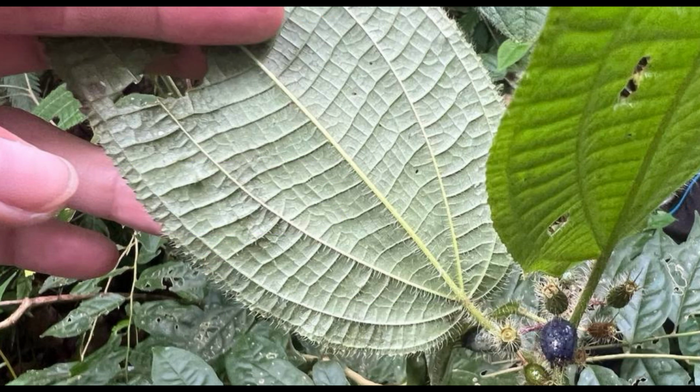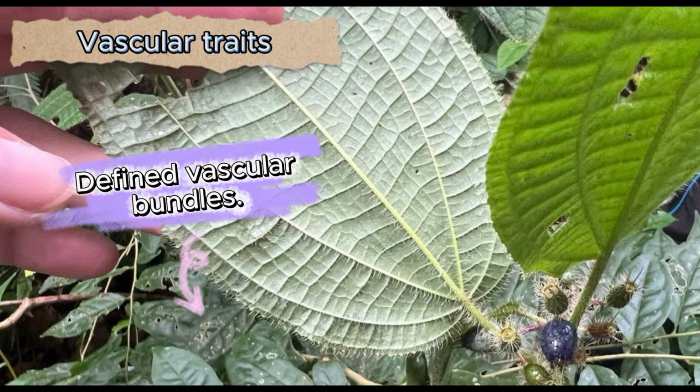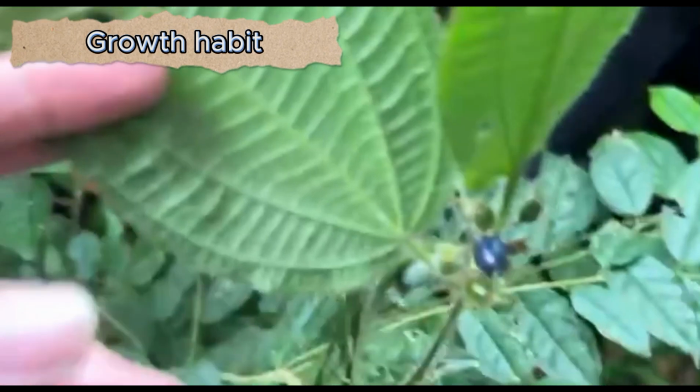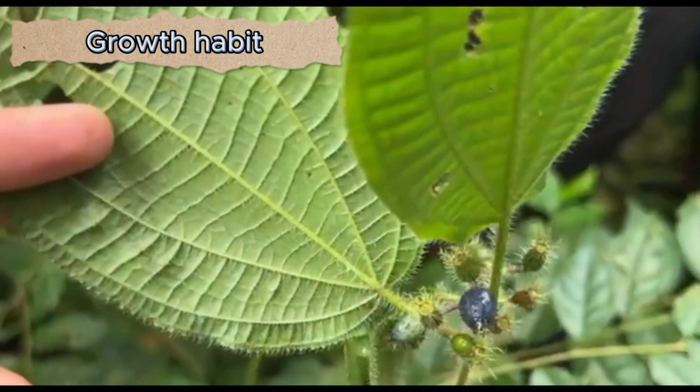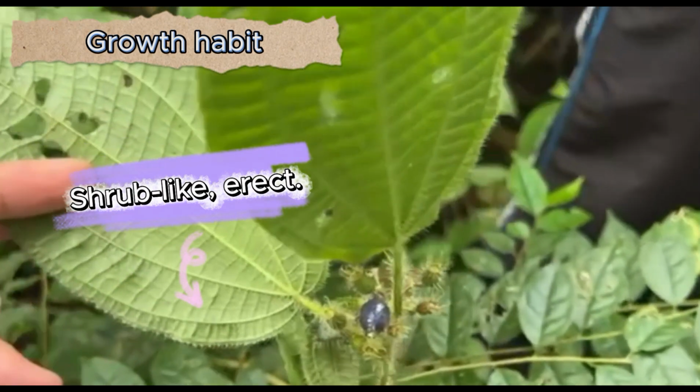Other than that, the vascular trait of this plant is that it has defined vascular bundles. Vascular bundles are the transport system of a vascular plant that transports water and also nutrients. Last but not least, the growth habit of this plant is shrub-like and erect.